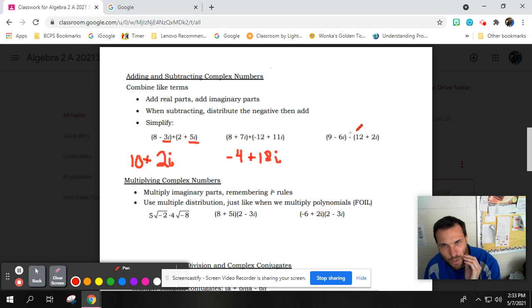Right here, you want to be sure you subtract both of these. Just because you see a plus sign right here, you're still subtracting. So 9 minus 12 is negative 3. Negative 6 minus 2 is negative 8i.